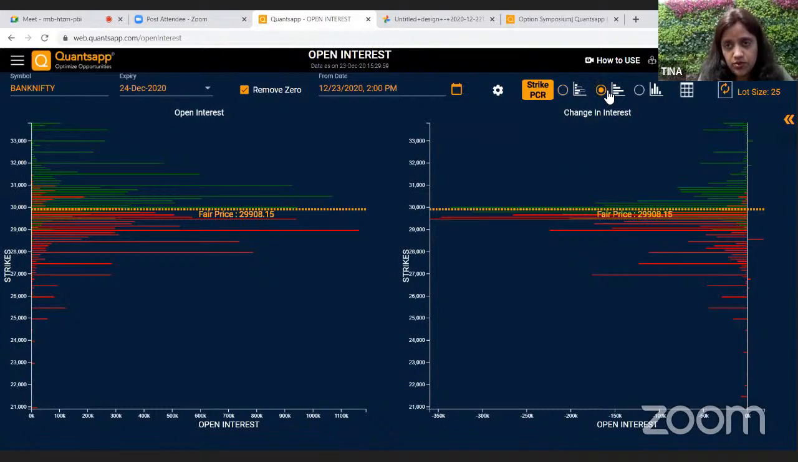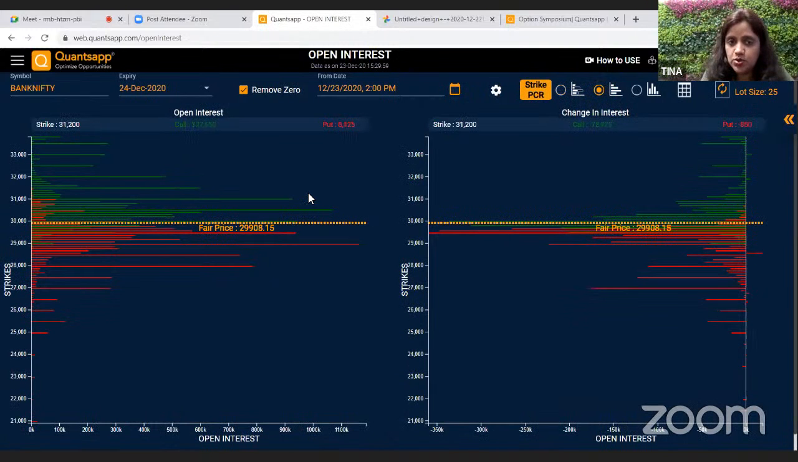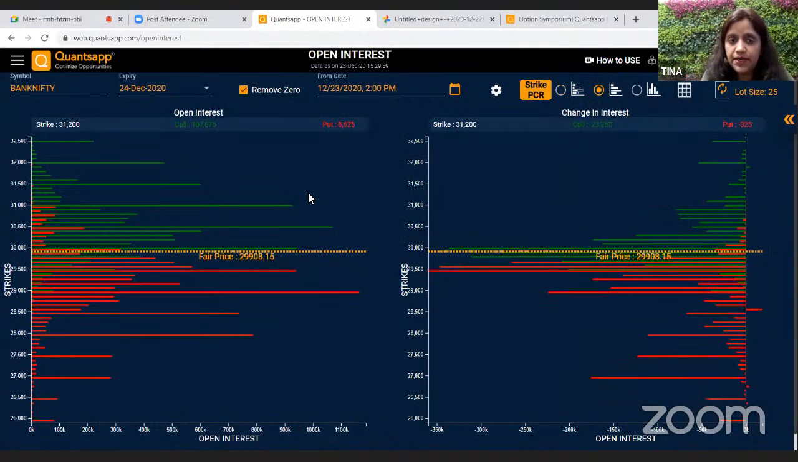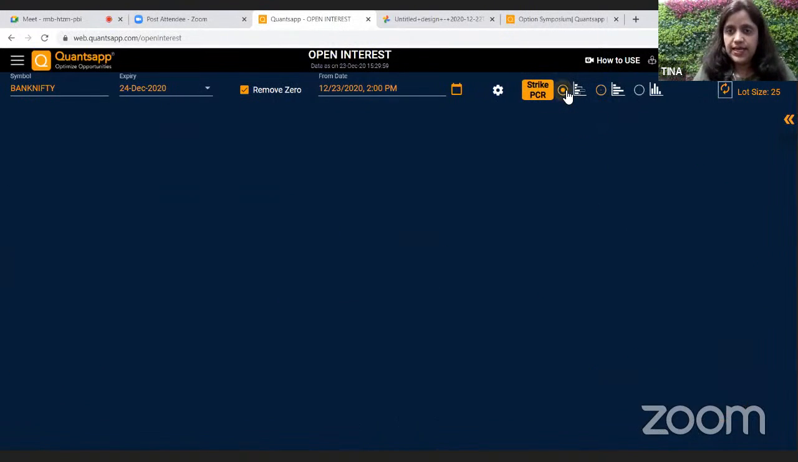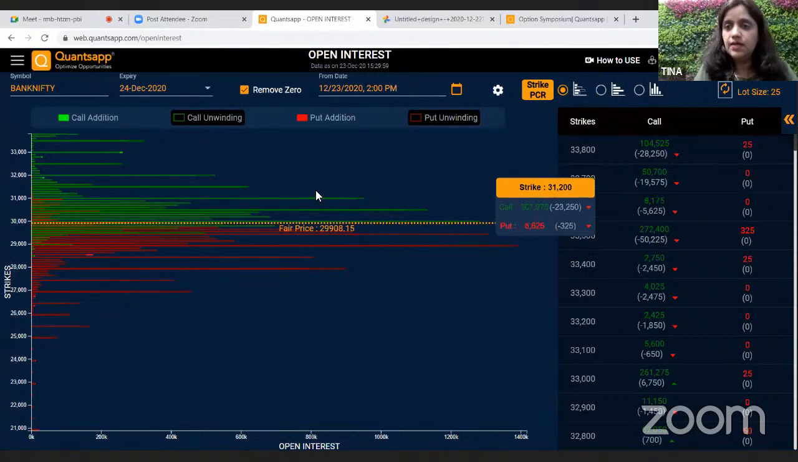Rest is there. So the earlier chart still exists. So if you want to see only open interest, you can definitely select the open interest horizontal chart, and if you want to see open interest and change in OI in different tabs, definitely that is there. And the first tab, the by default one, is the combined one.